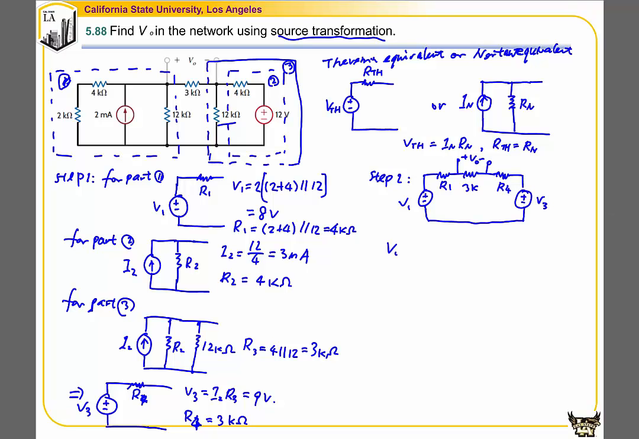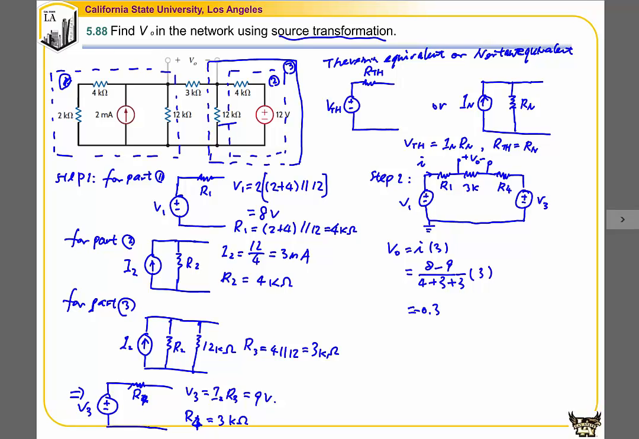V0, by using Ohm's law, is equal to the current I times the resistance 3K. The current I is equal to the overall voltage drop from this node to this node. So that is 8 volts minus 9 volts, divided by the overall resistance, that is R1 plus 3 plus R4, times 3. So in total, that will give us negative 0.3 volts.